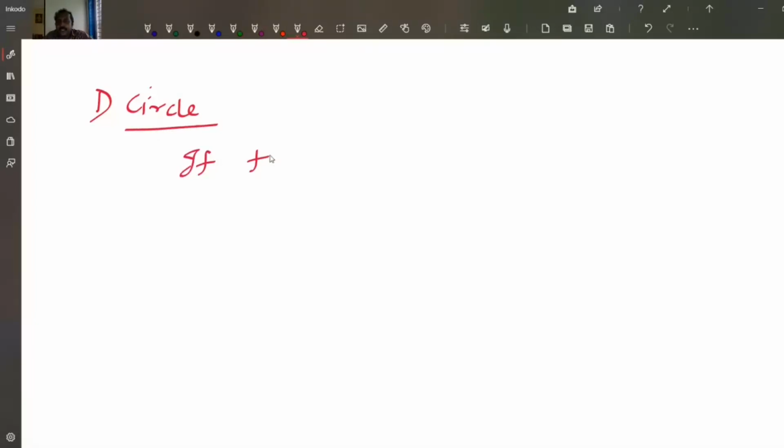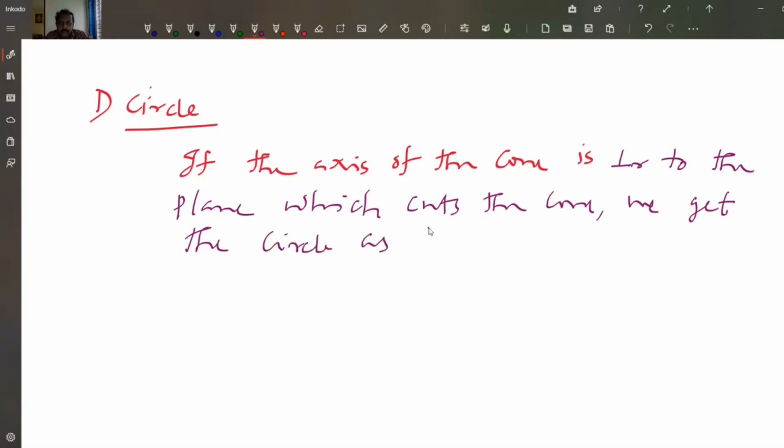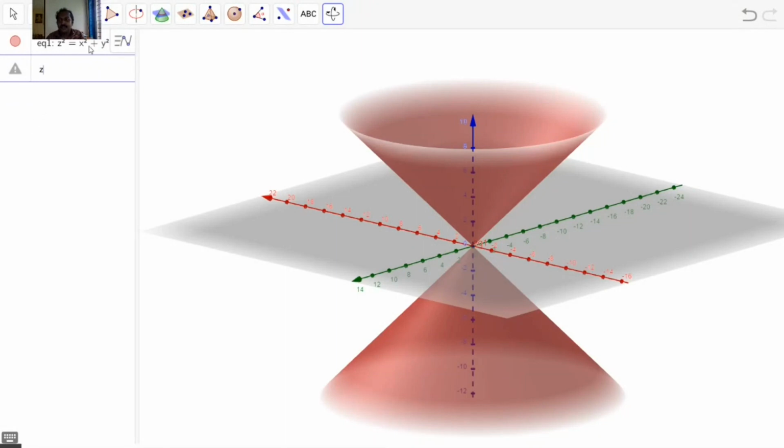Now we consider the case of circles. If the axis of the cone is perpendicular to the plane which cuts the cone, we get the circle as the conic section. Consider this cone, z square is equal to x square plus y square, and you consider the plane z is equal to 4.